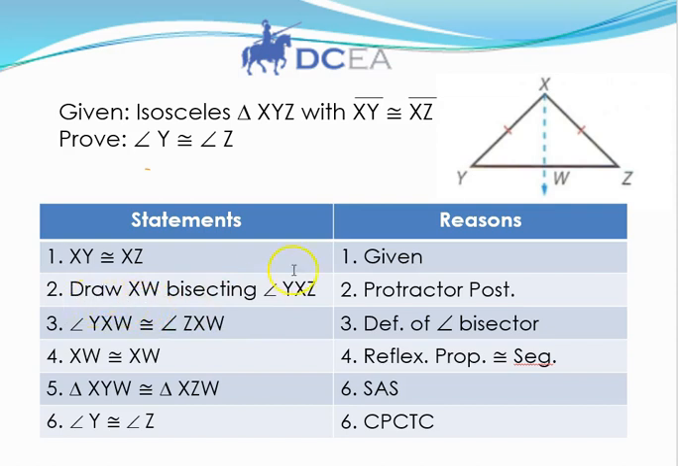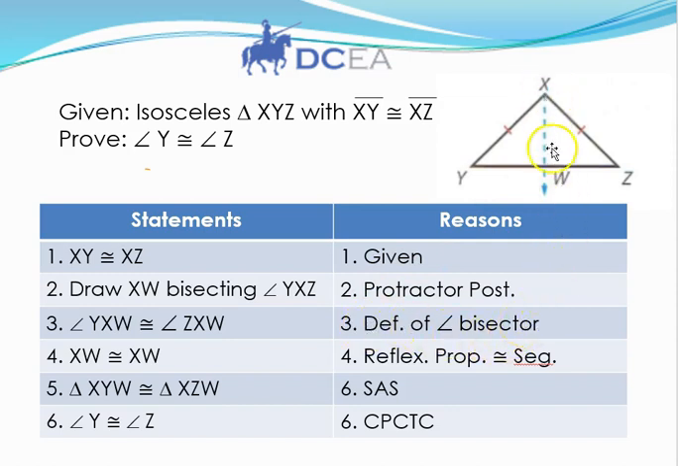And then they say that you can draw XW. So you're allowed to draw XW, and it creates a situation that bisects the bottom or base line of that triangle, which is YZ. You can use the protractor postulate to draw lines anytime you need to. This leads to angle YXW being congruent to angle ZXW, which is because of the definition of angle bisector.